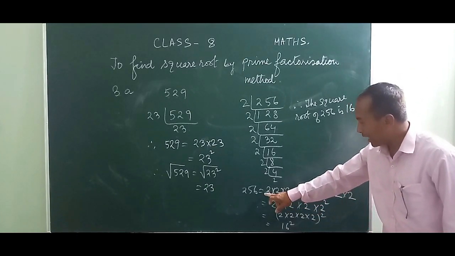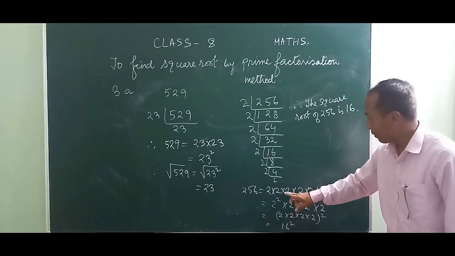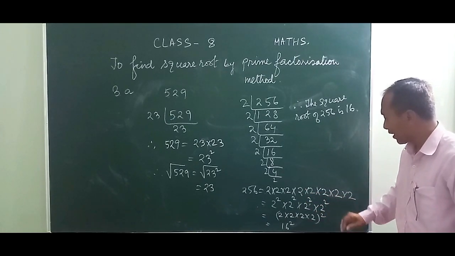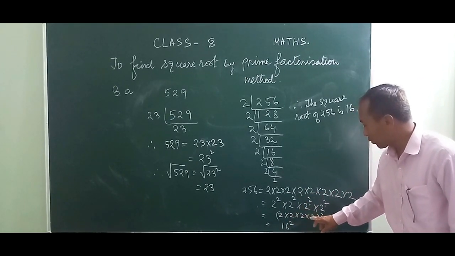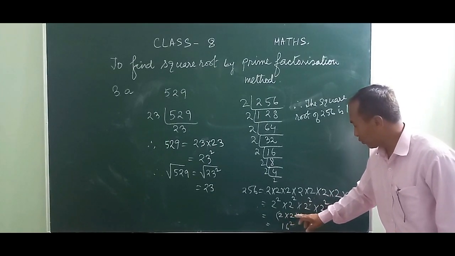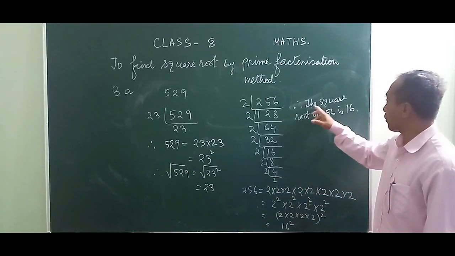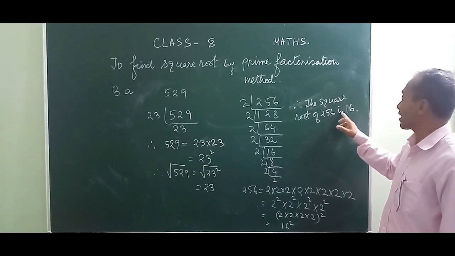So make it pairs: 2 square, 2 square, 2 square, 2 square. So it becomes 2 into 2 into 2 whole square. So 2 into 2 into 2 into 2 is 16 square. Therefore the required square root of 256 is 16.